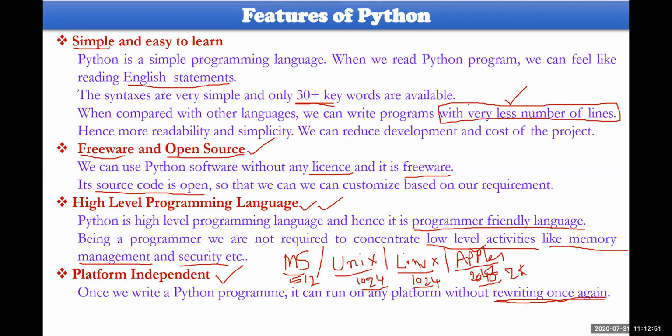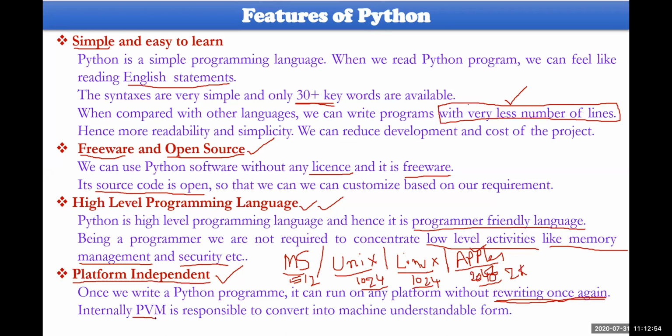So what does it mean? The Python Virtual Machine is responsible for converting the machine code from one platform to another platform. That is what you need to take into consideration for platform independence.